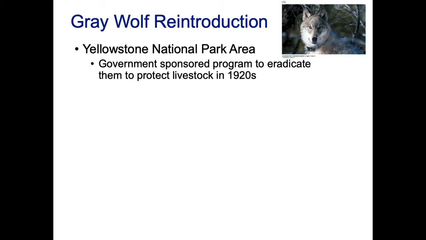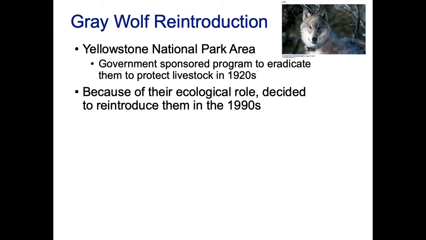In the 1920s, the government actually sponsored a program to eradicate gray wolves. Wolves have a really bad rap, and they do take some livestock. And part of this is they didn't think about any ways to allow the wolves to coexist with livestock and take protective measures to reduce the amount of conflict between gray wolves and people. They just thought the best way to go was just to eradicate gray wolves so that ranchers didn't have to worry about them taking their livestock.